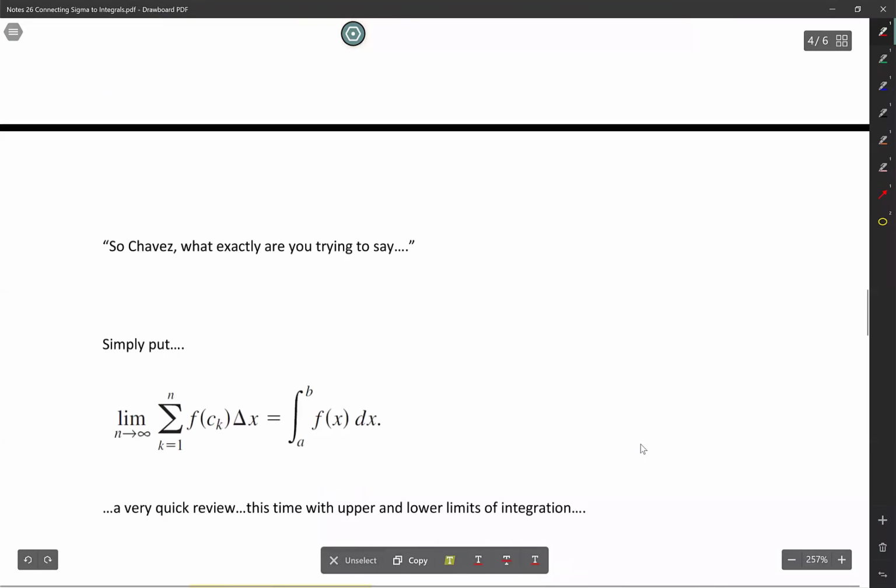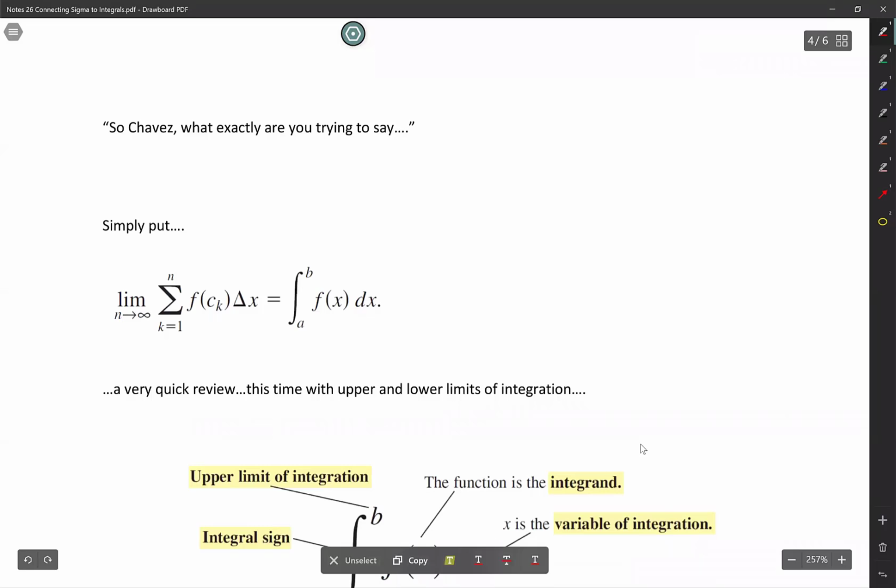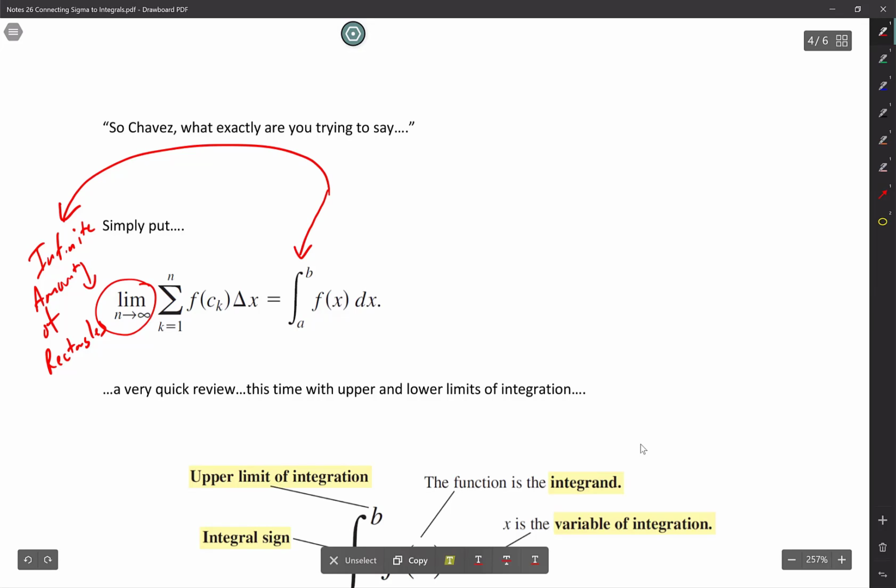Now here's where they connect both. You don't have to fully understand it, guys. You just have to understand the mechanics of what's happening. So right here, this means infinite amount of rectangles. Anytime you see the elongated S, that also means we're summing an infinite amount of rectangles.